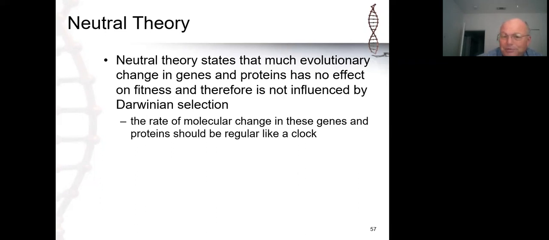So the genes that are producing these features are free to mutate in one direction or another and to mutate at different rates. The assumption is, however, that that mutation rate is likely to settle into a regular rhythmic pattern. So neutral genes and neutral proteins may be the best selection for a molecular clock analysis.